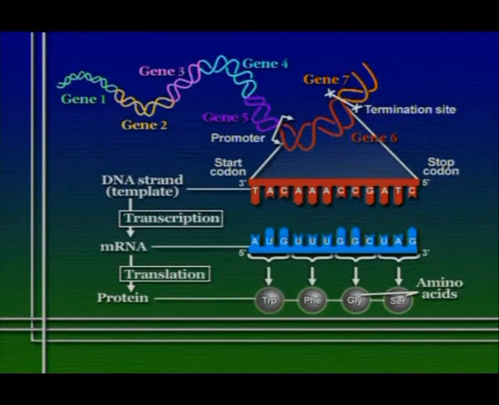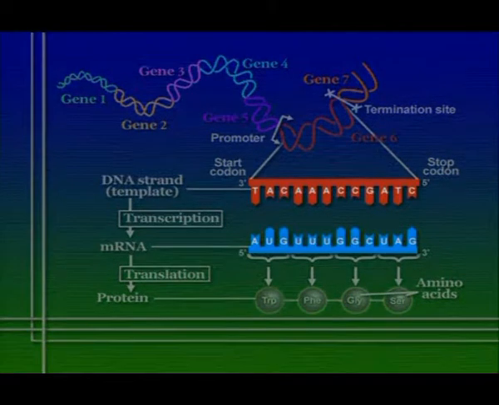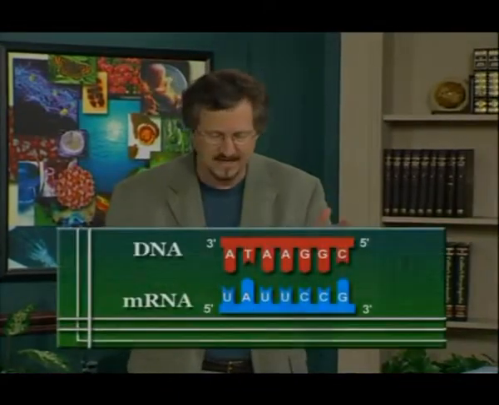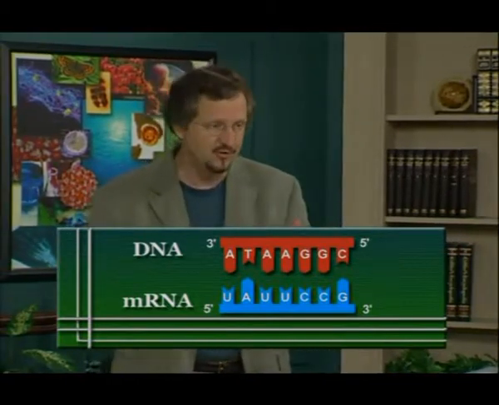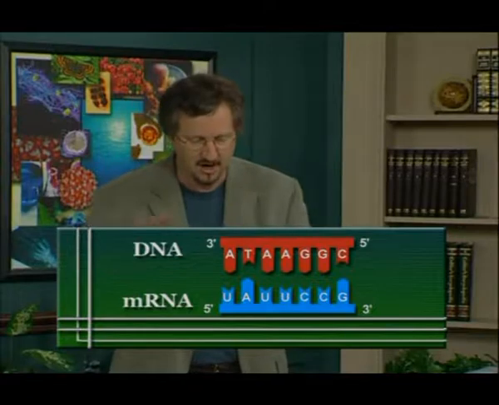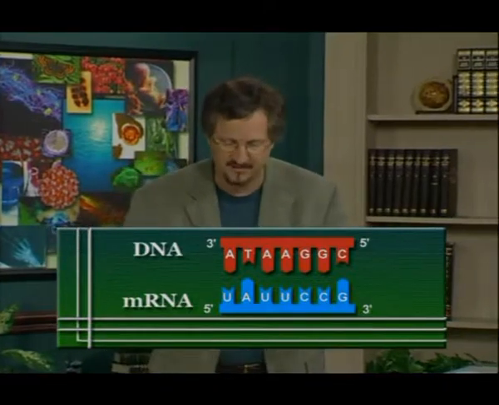Let me point out something that might or might not be apparent. The sequence of nucleotides in the messenger RNA transcript is actually complementary to the sequence on the strand of DNA from which it was copied. That is, if the template strand of DNA had a sequence ATAAGGC, then the corresponding mRNA would read UAUUCCG, because the RNA polymerase uses complementary base pairing.